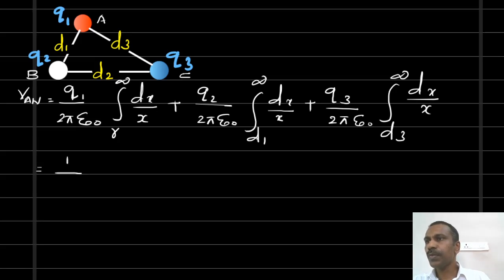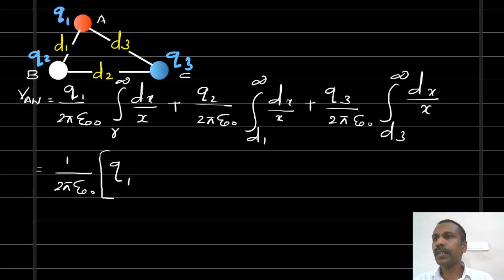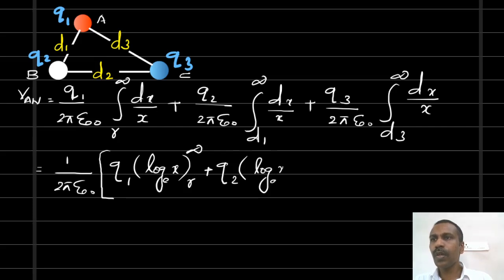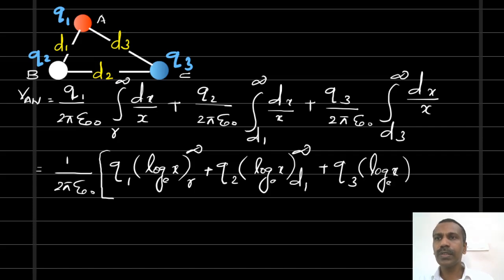So we can factor out 1 by 2 pi epsilon 0 into Q1 into, what is the integral of 1 by x? It is log x. So Q1 into log x, the limits are from r to infinity, plus Q2 into log x, the limits are from d1 to infinity, plus Q3 log x, the limits from d3 to infinity.